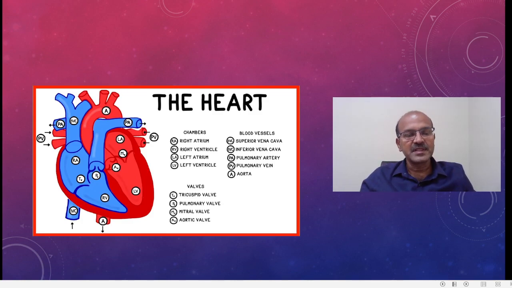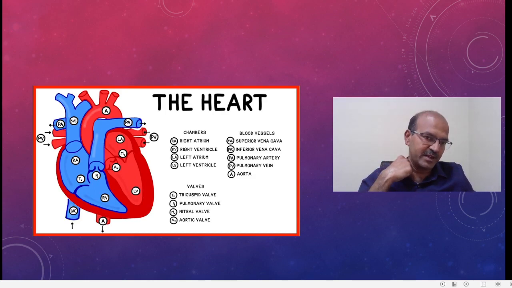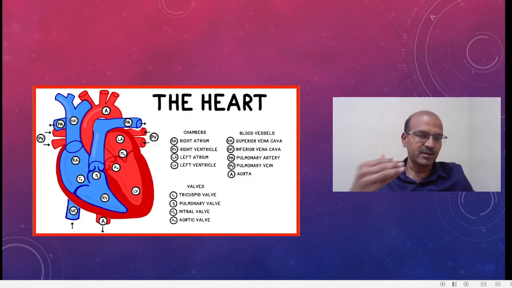The blood vessel wall itself has an inherent elasticity, and that gives the diastolic blood pressure, which allows the circulation to be maintained even when the heart doesn't pump during the diastolic phase.